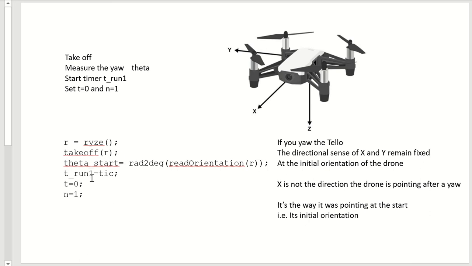And then I start off a timer called t-run1, so tic starts off the timer. I set a value of t0, which is the time in the program, and n is 1. I write into an array every time we take a reading, and the first value is 1, the second one is 2, third one is 3. So n is used like an integer number to increase the number of the array, and put numbers into it so we can plot them out later.